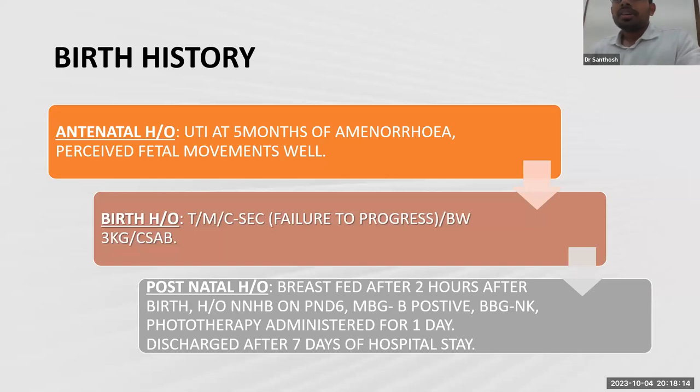I would like to start from the birth history. Antenatally, the mother had a urinary tract infection at around 5 months of amenorrhea. She perceived the fetal movements well. The child was born at term by cesarean section, the indication being failure to progress, with a birth weight of 3 kg, and cried soon after birth. He was breastfed initially, 2 hours after birth, with a history of neonatal bilirubin elevation on day 6 of life.